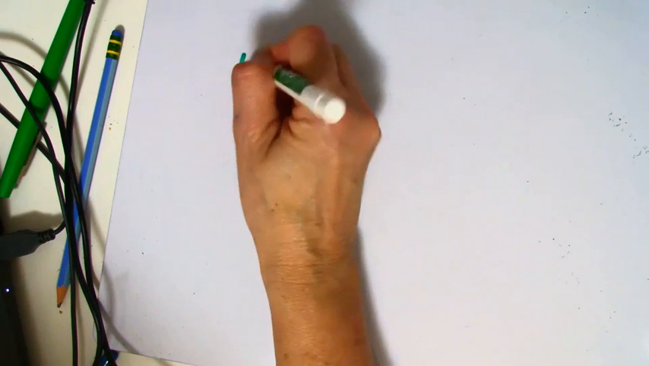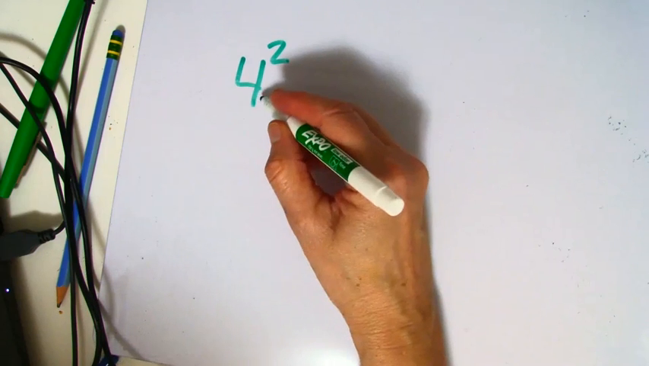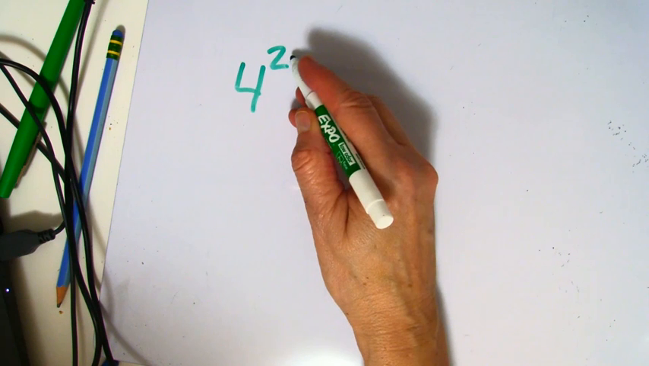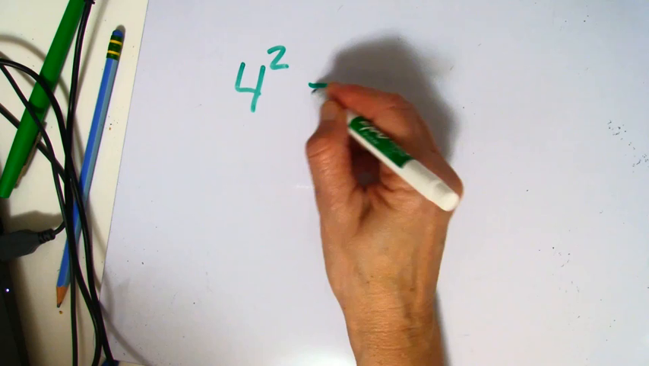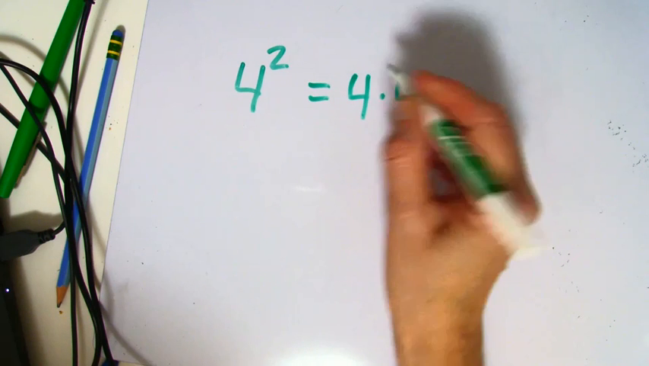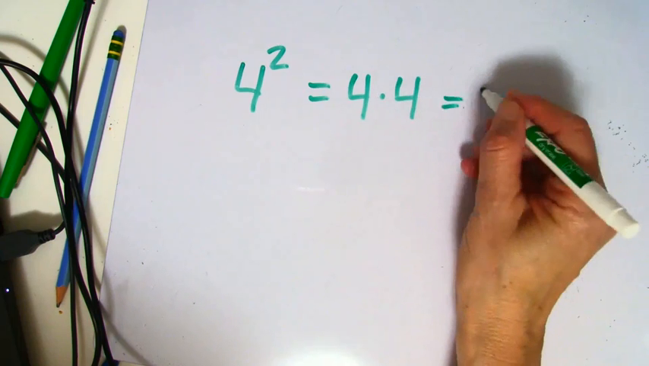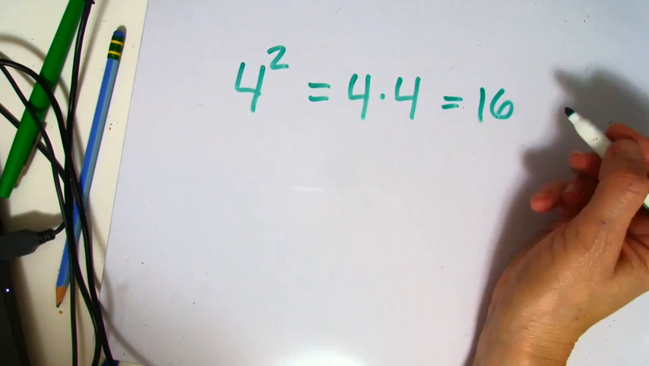So we've used numbers and exponents previously. Let's do a quick review. Say we have 4 squared. The 4 is the base number. The 2 is the exponent or the power. And it means that we're going to multiply 4 to itself 2 times. So 4 times 4 is going to give us 16.